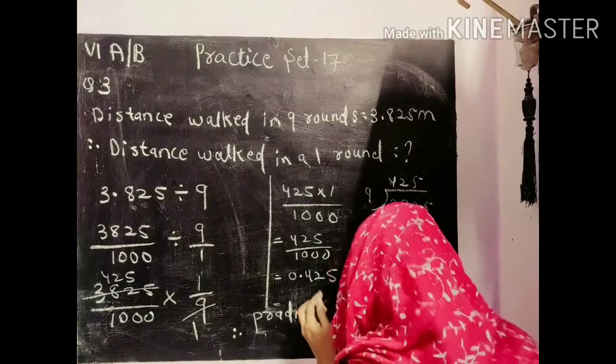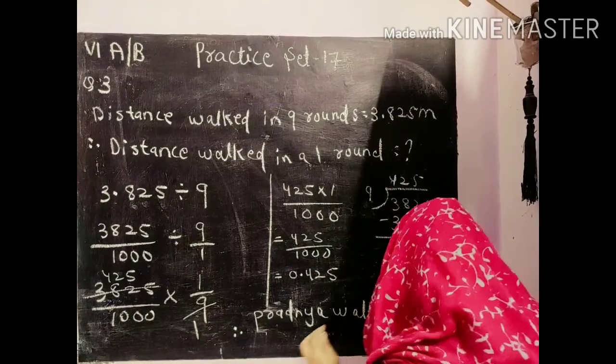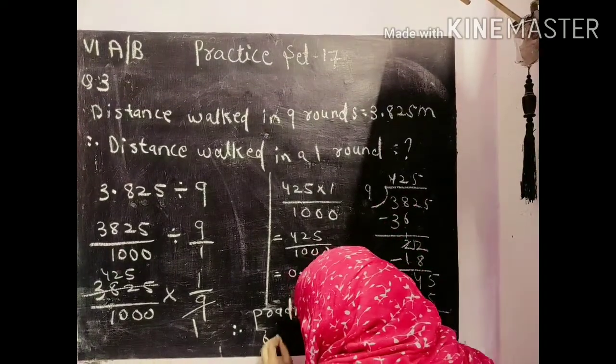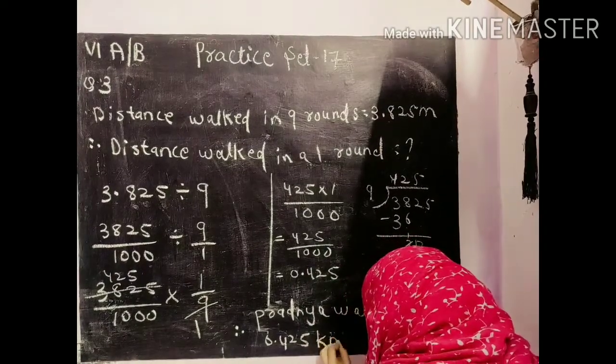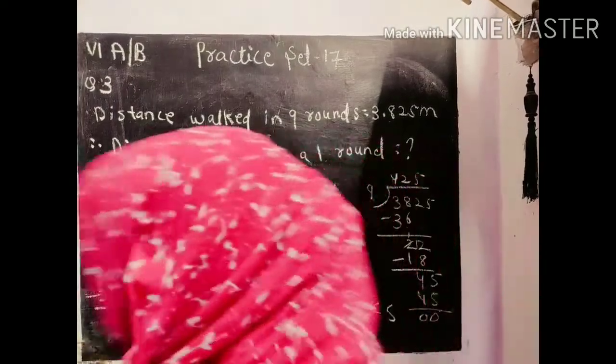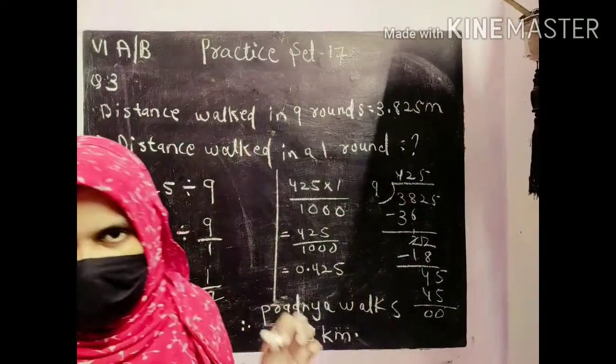Therefore, Pradnya walks 0.425 kilometer. So students, I hope you have understood practice set number 17.